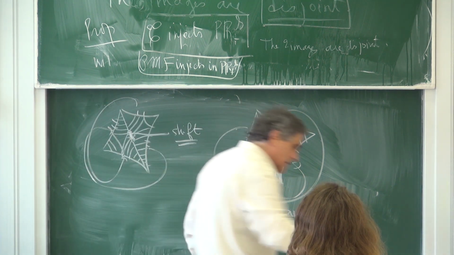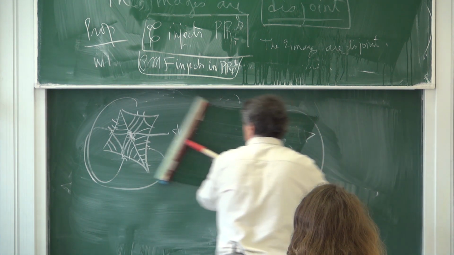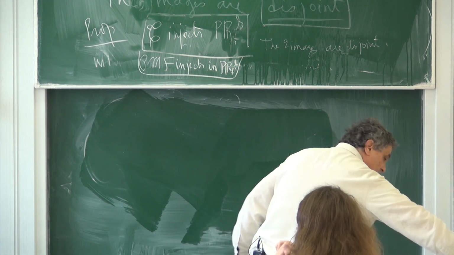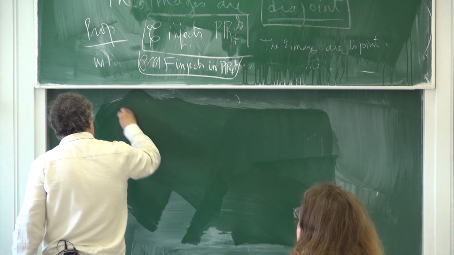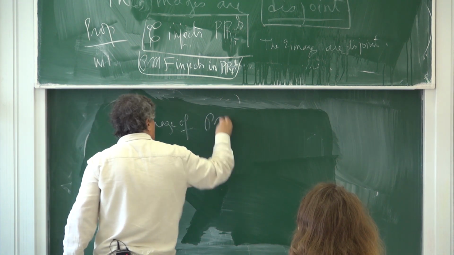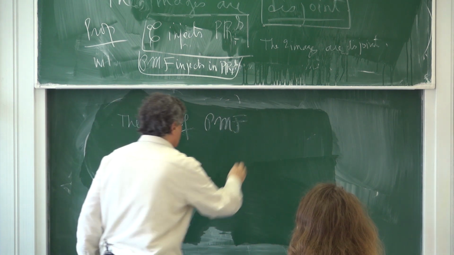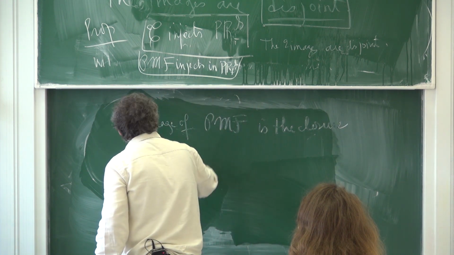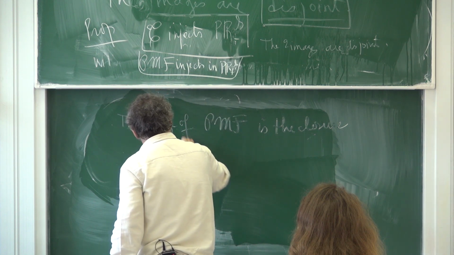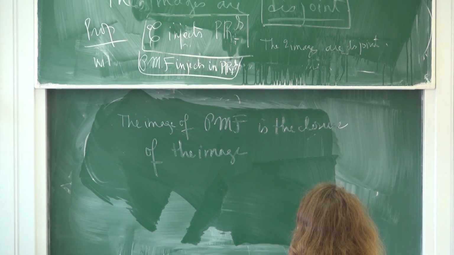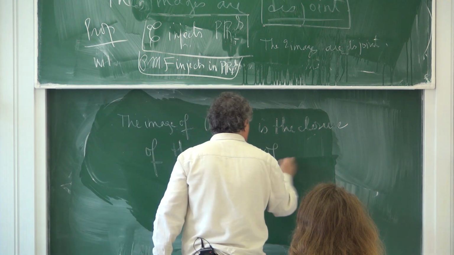This is a theorem. This is the basic theorem for Thurston's compactification, that the image of PMF, in fact, is the closure in this projective space of the image of Teichmüller space.